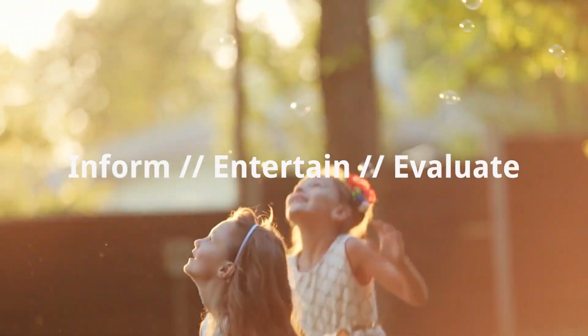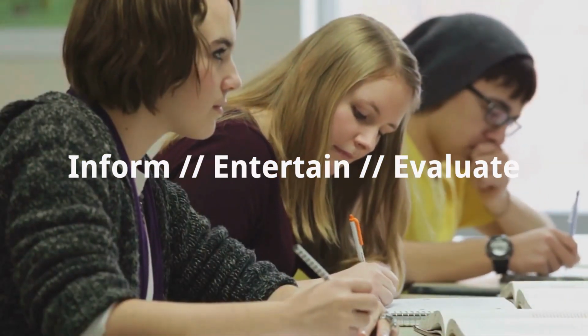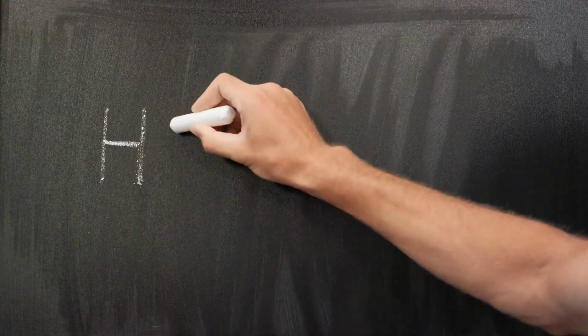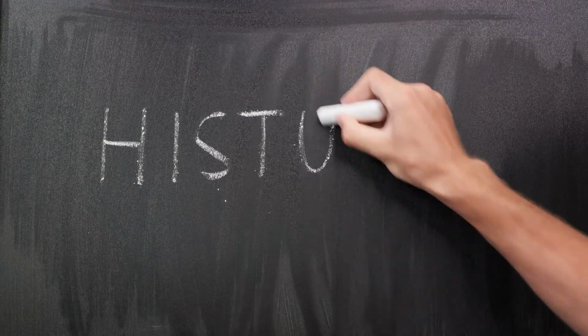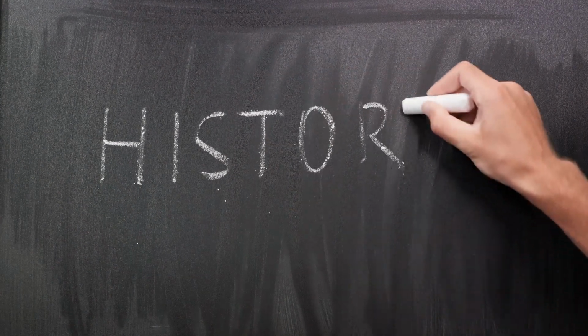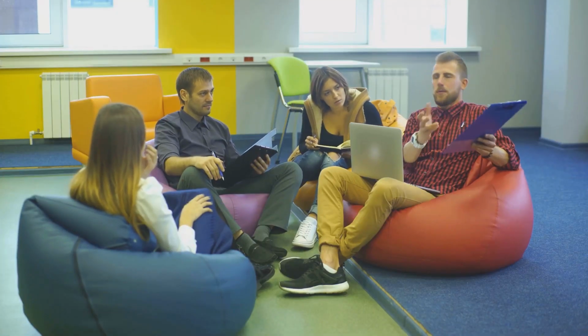A recount serves three main purposes: to inform, to entertain, and to evaluate. It's a narrative that unfolds in chronological order, painting a picture of past events. Think of it as a journey through time where you're the guide and your words are the vehicle. Emerging writers, this is your playground.